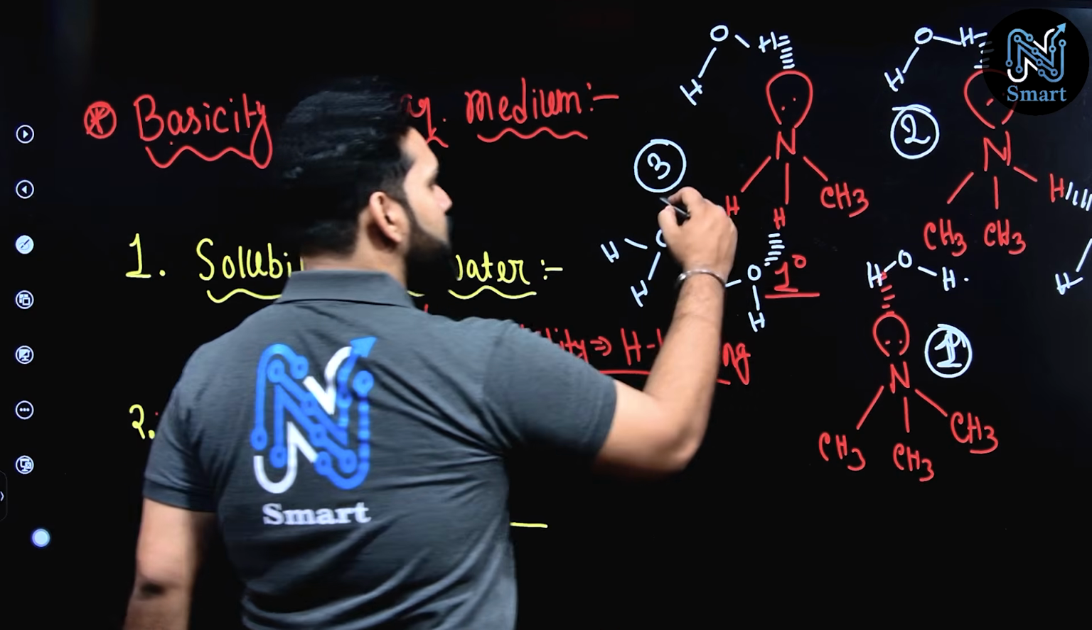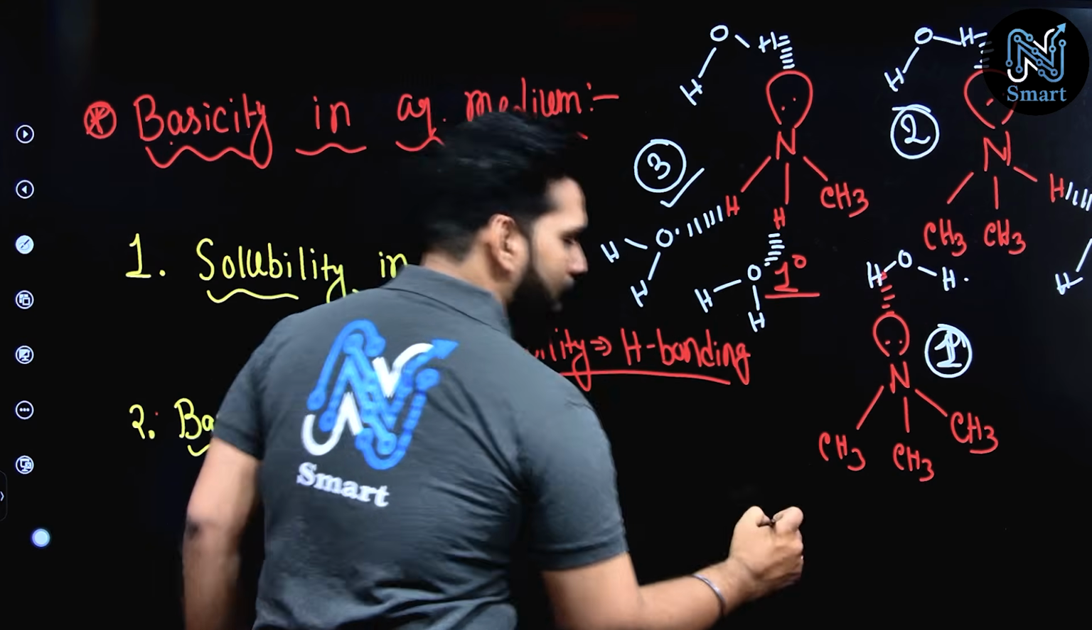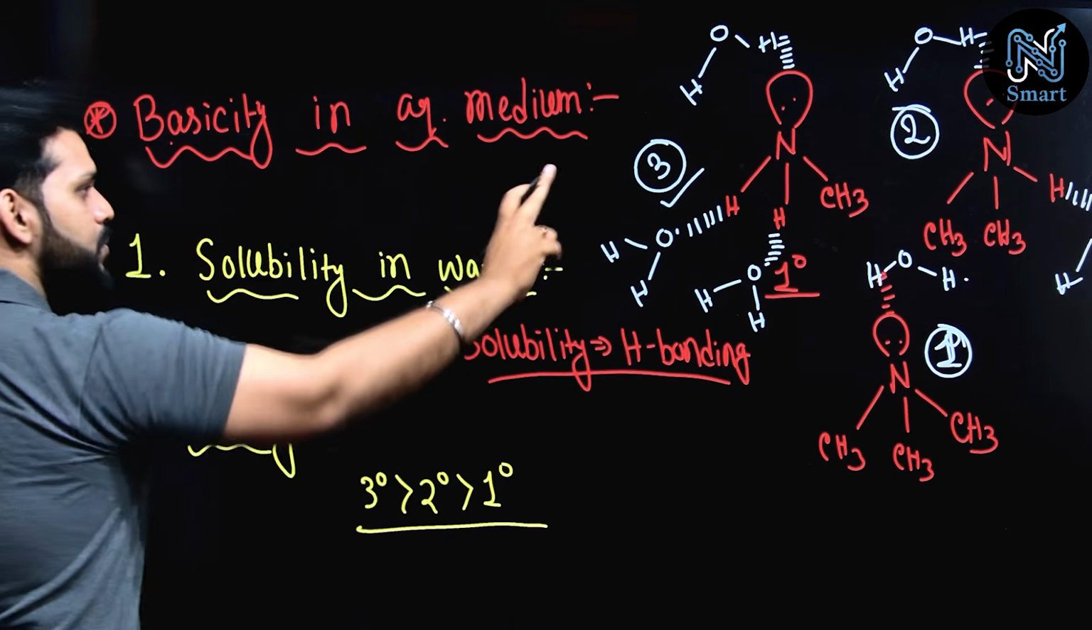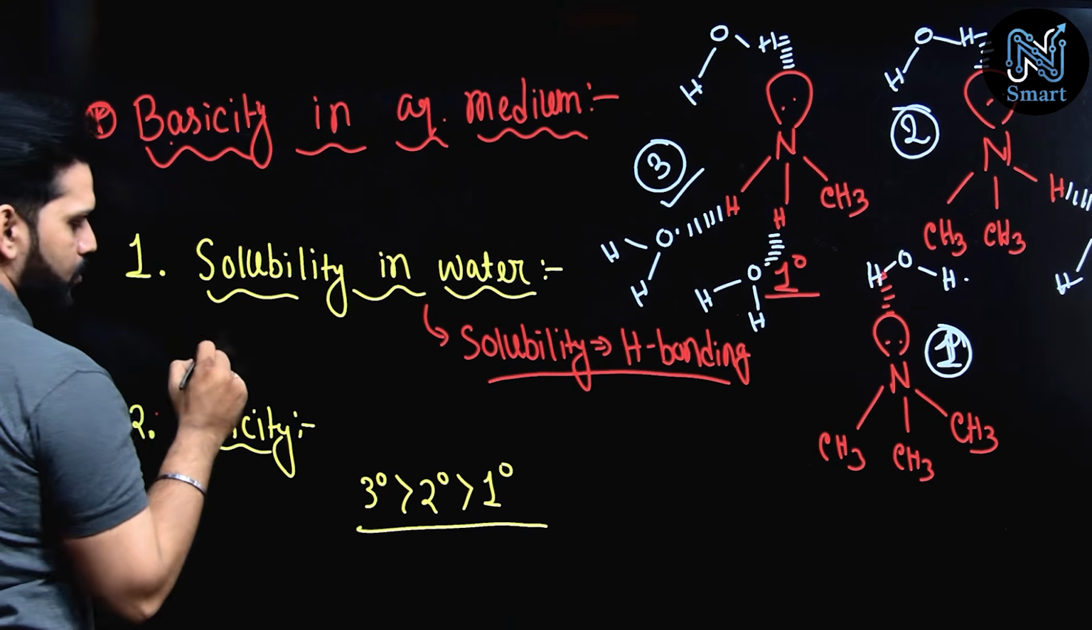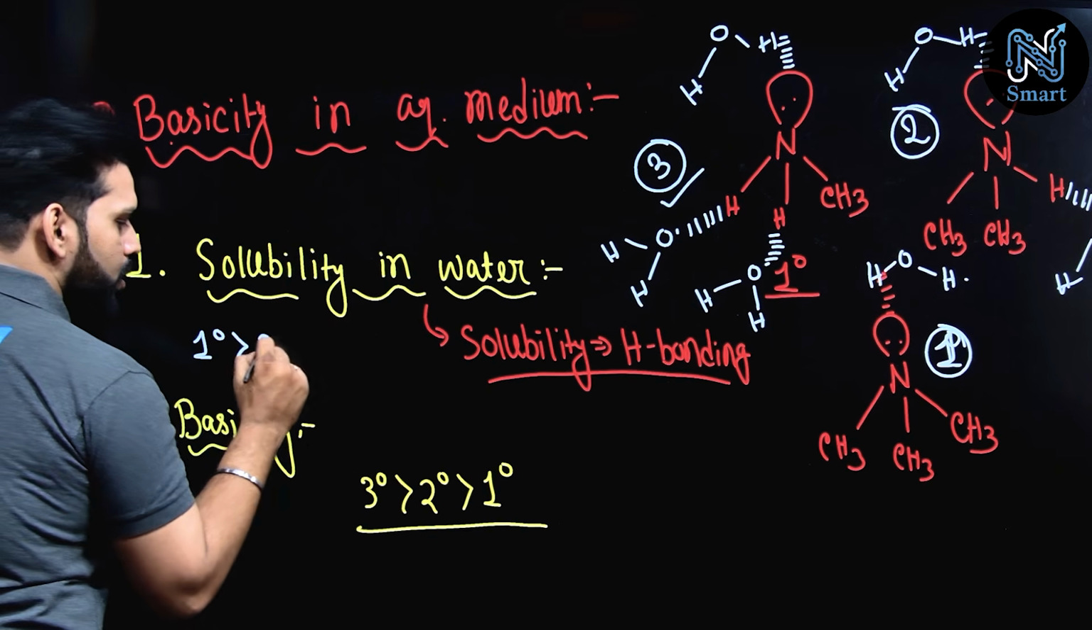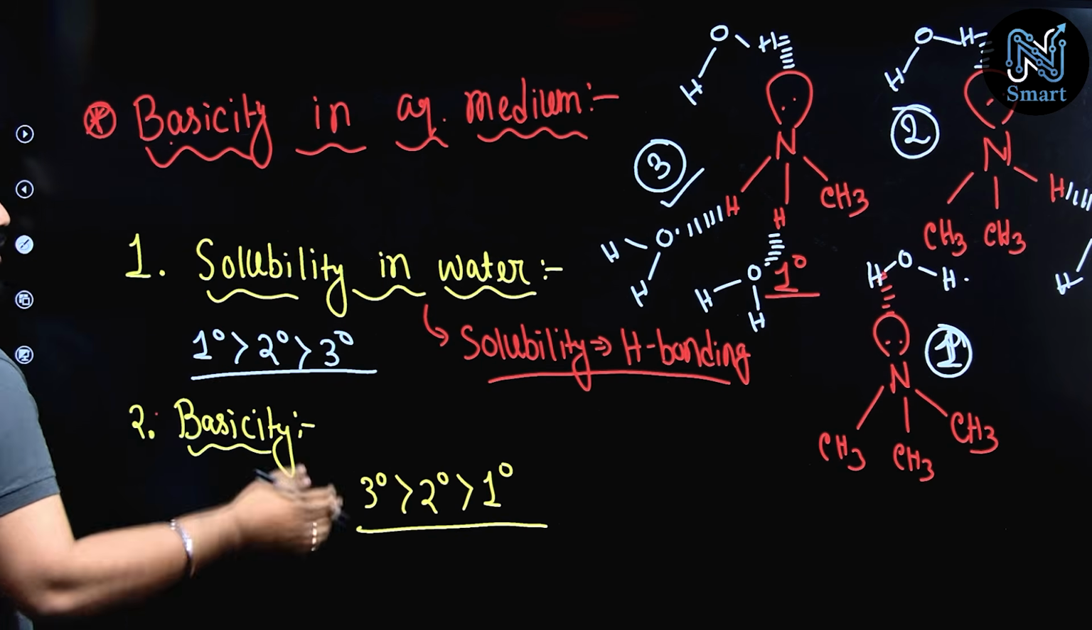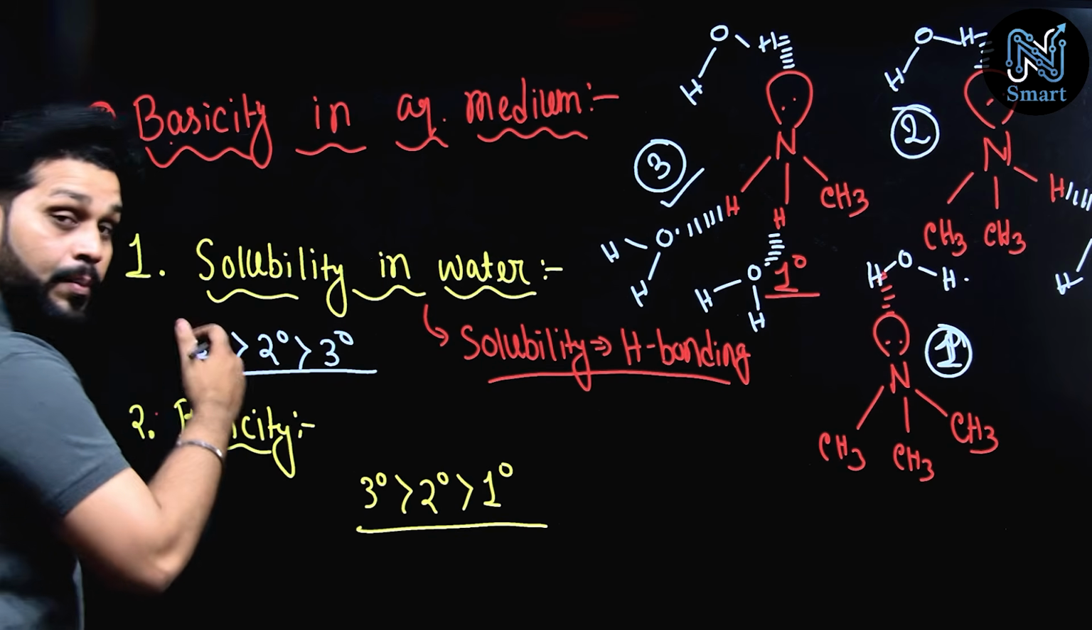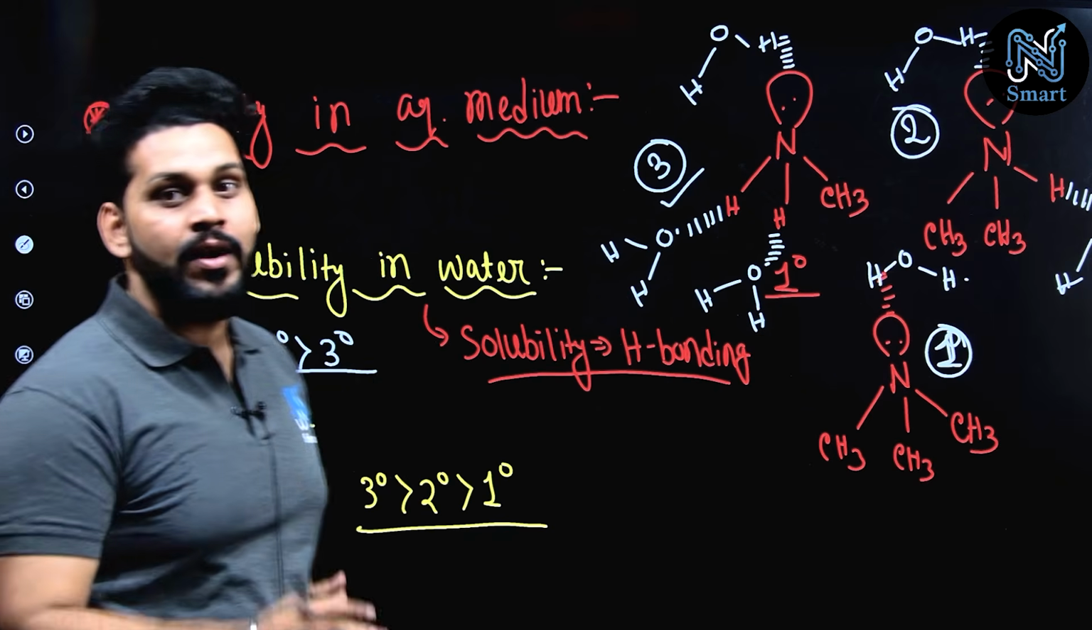Definitely whoever makes more hydrogen bonding is the most soluble. So can I say the solubility order, who is making the highest number of hydrogen bonding, guys? 1 degree, then 2 degree, then 3 degree. So guys, basicity order is 3 to 1, solubility order is 1 to 3. So what will be the final answer then?